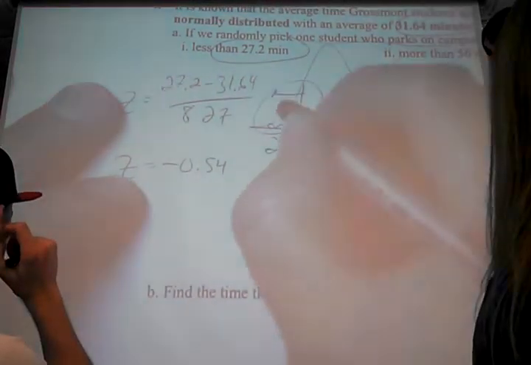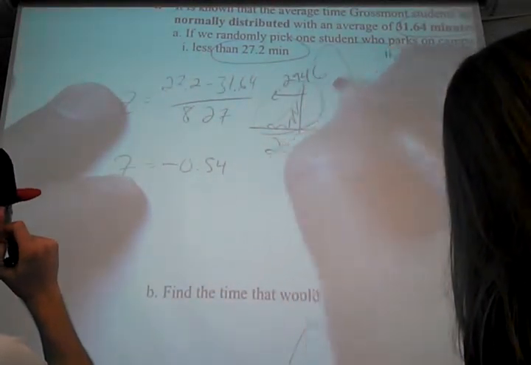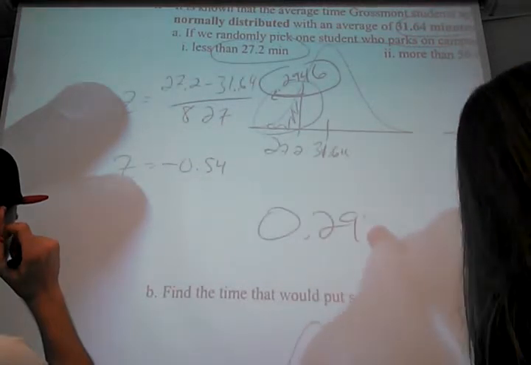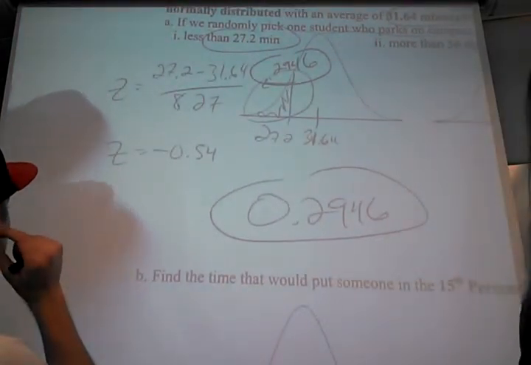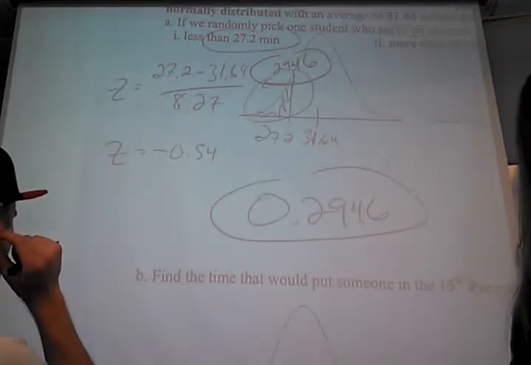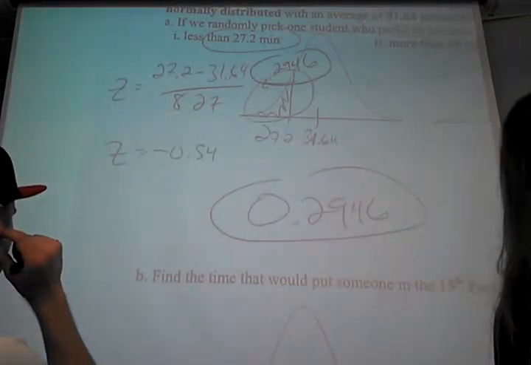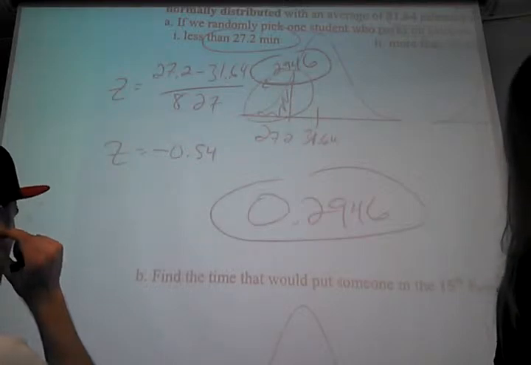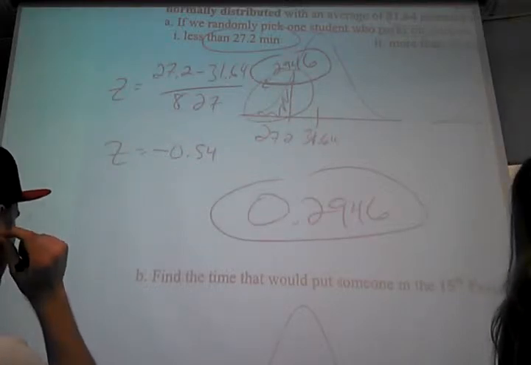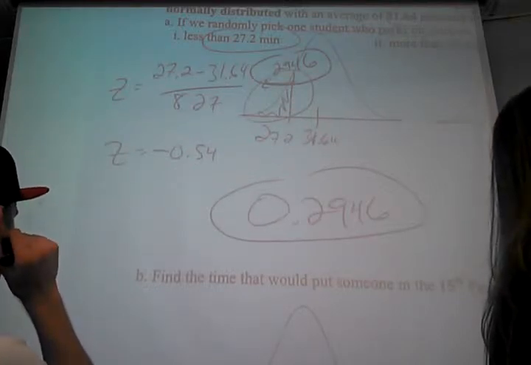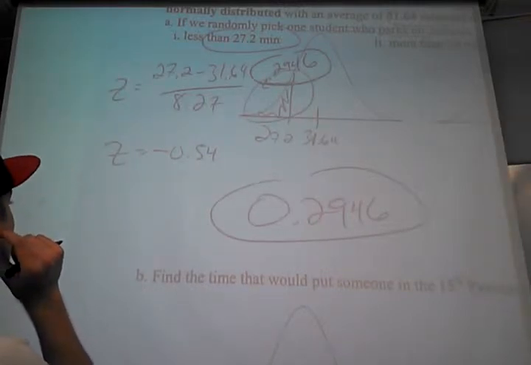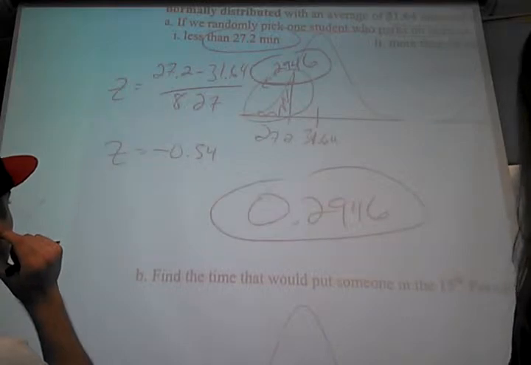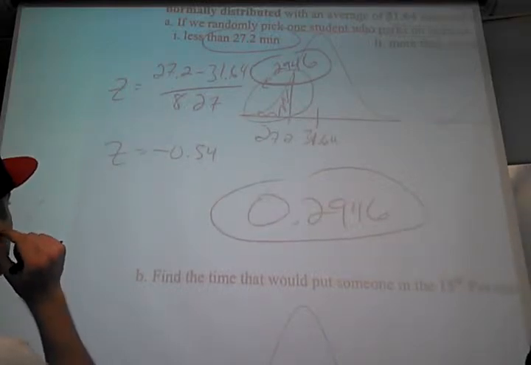So what does that mean? You're saying the percentage of students at Grossmont who park here that take less than 27.2 minutes a week to find a parking spot is 29.46%. And you're saying the probability of any student at Grossmont that parks here is going to be that. They're both the same thing, right? Percentage, same thing as probability.